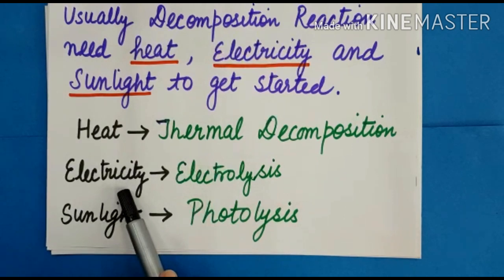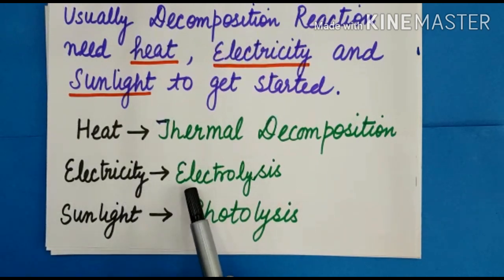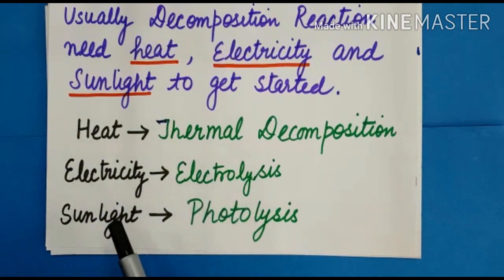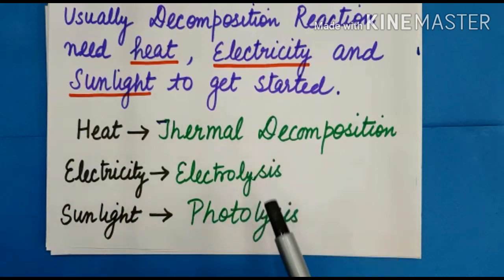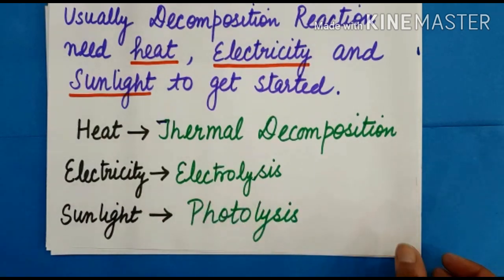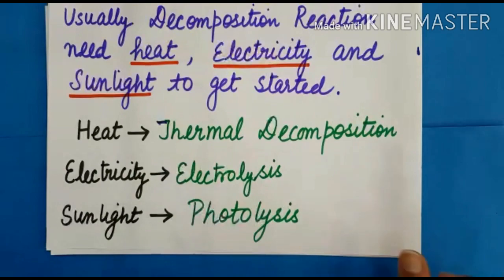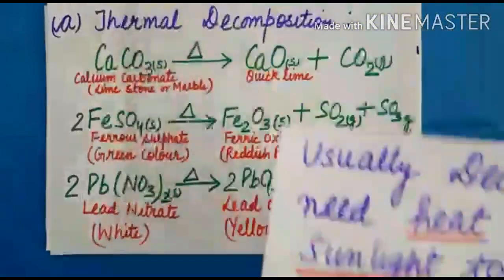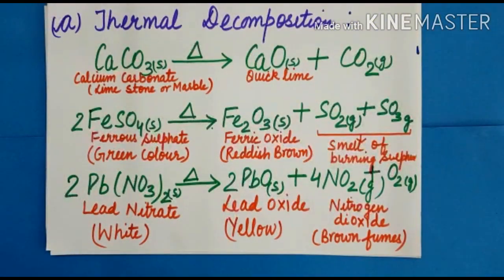When the energy is provided in the form of electricity, then it is known as electrolysis. When the energy is provided in the form of sunlight to break the compound, then it is known as photolysis. This is very important, the naming of the types of decomposition reaction. So on the basis of the energy provided, it is further divided into three categories. So let's have an example of thermal decomposition.